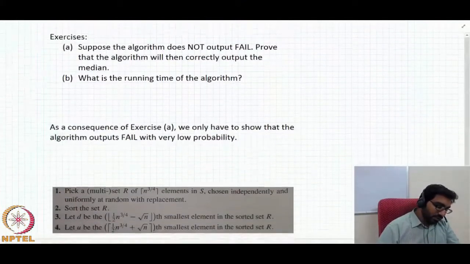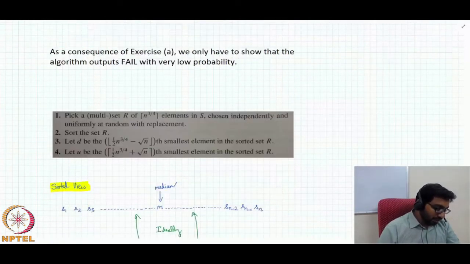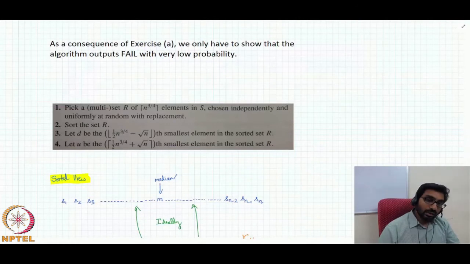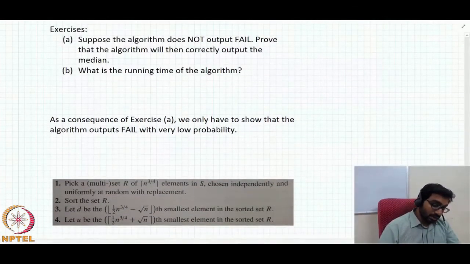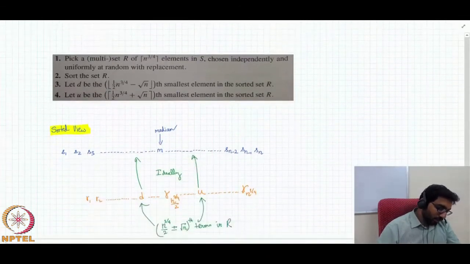Now that you've convinced yourselves of those two claims, let's move on to the important aspect of bounding the probability of failure, because that's the only important key thing that's left. We want to ensure, as a consequence of exercise A, if it does not output fail, you're correct. So you just have to make sure that the probability of failure is very low. So let's look at it a bit more carefully.